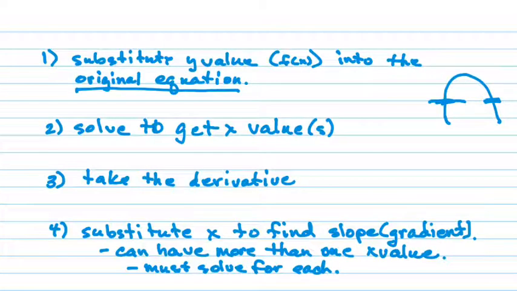Which is why we did the algebra section before this, so that you know how to solve all of those equations. Okay? So, simply substitute the y value, also known as f of x, into the original equation, solve it to get your x values, then take the derivative of the original, and substitute x into that derivative to find the slope. And if you have more than one x value, then you need to find all of them.